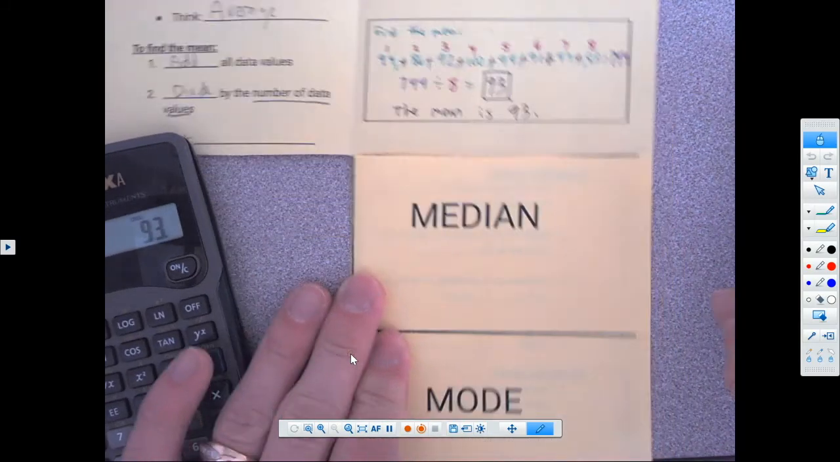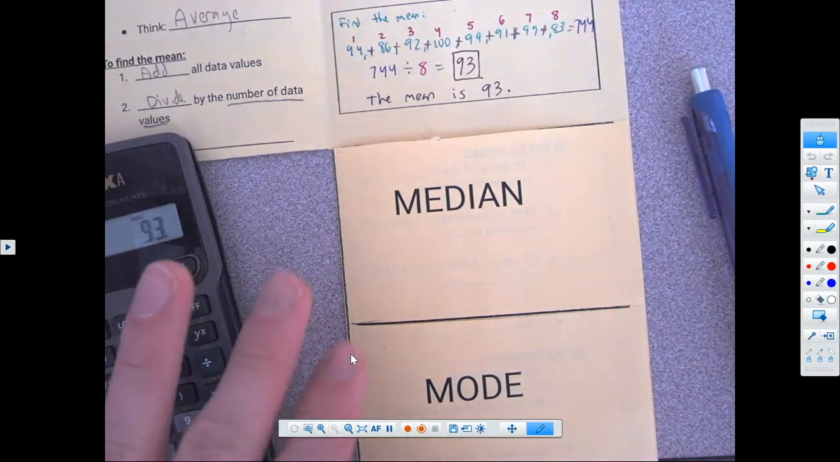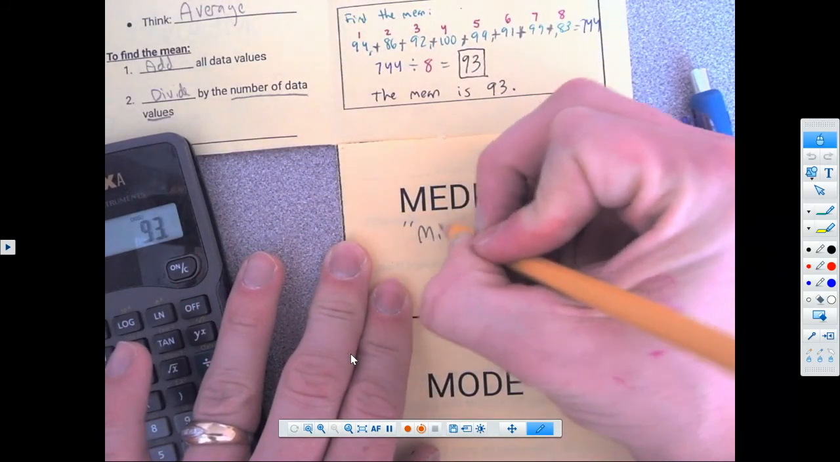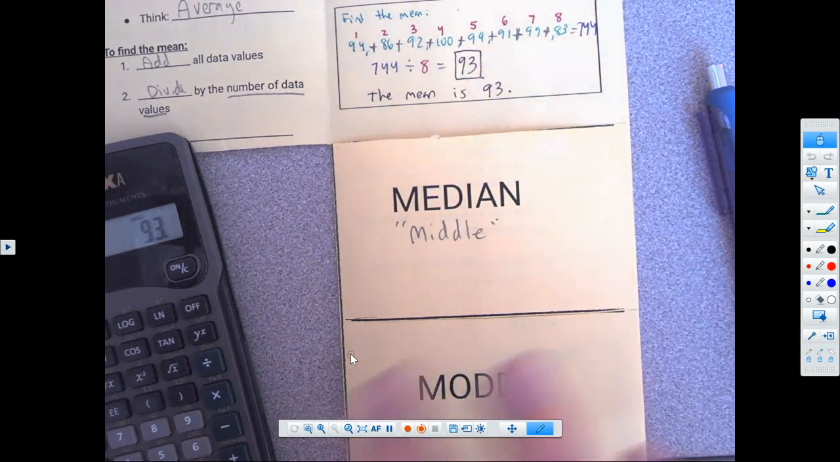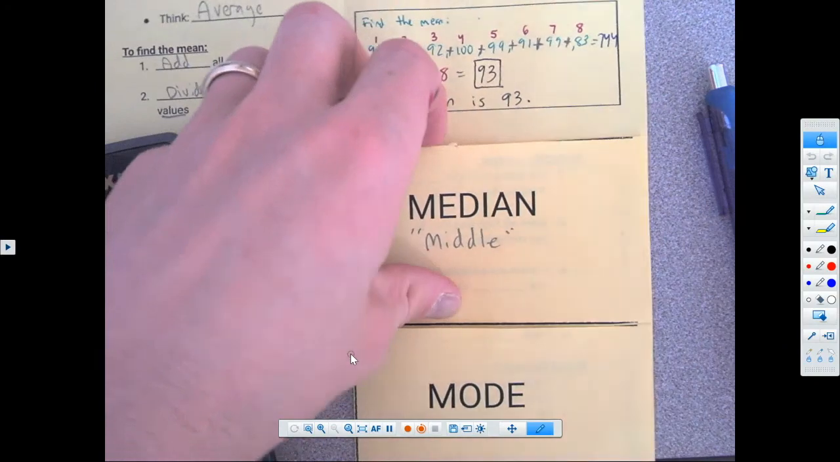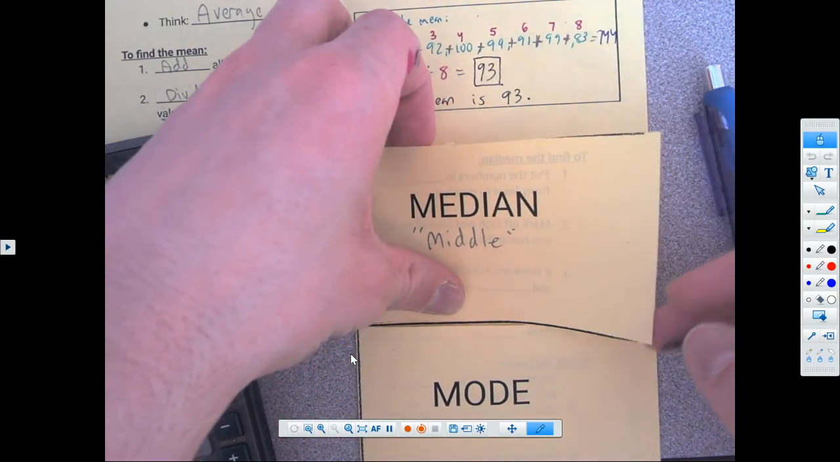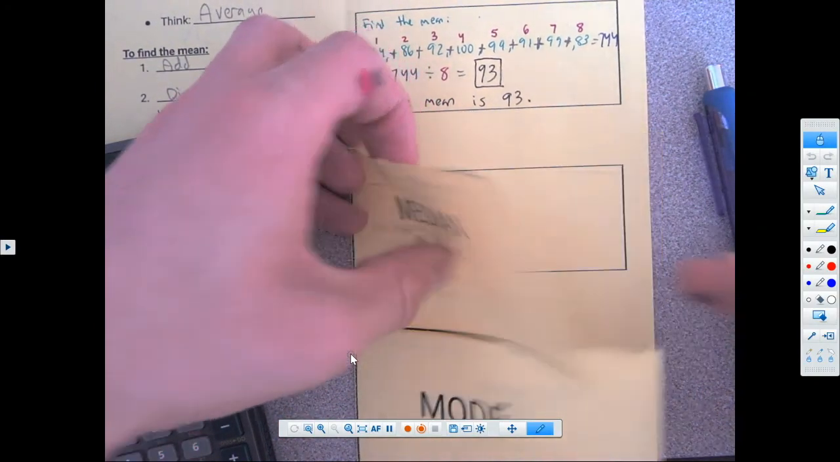Now, median. I've said this 100 times probably. The median, I want you to think middle. It even kind of sounds like medium, which is in the middle of low and high, stuff like that. So whenever you hear median, you should be thinking middle, because then even if you don't quite remember what you're supposed to do, you know that you're looking for the middle.